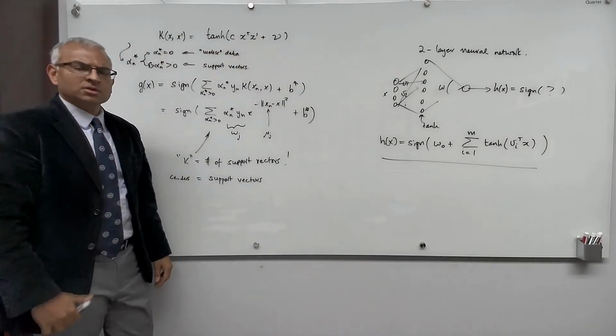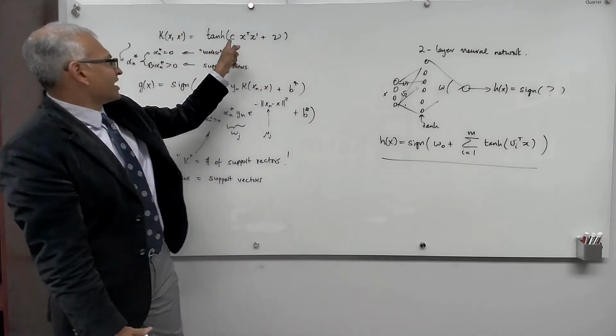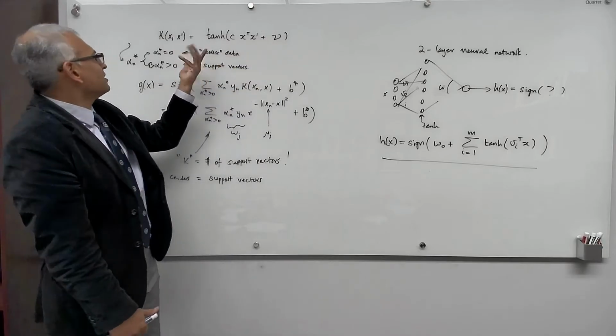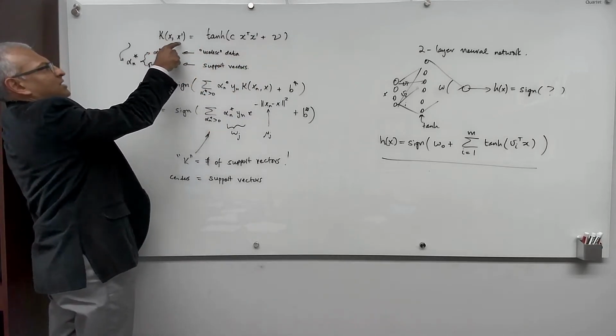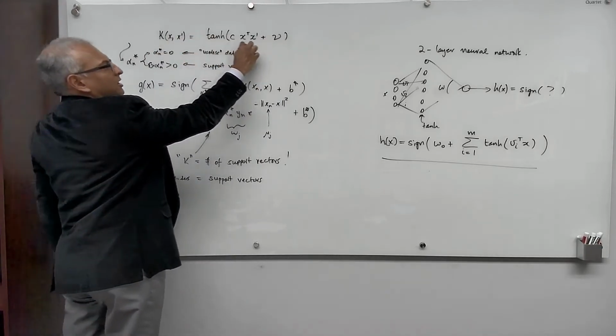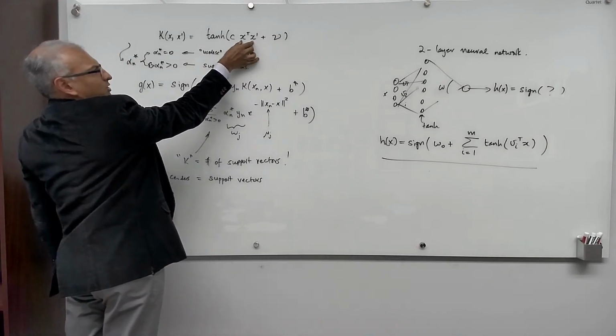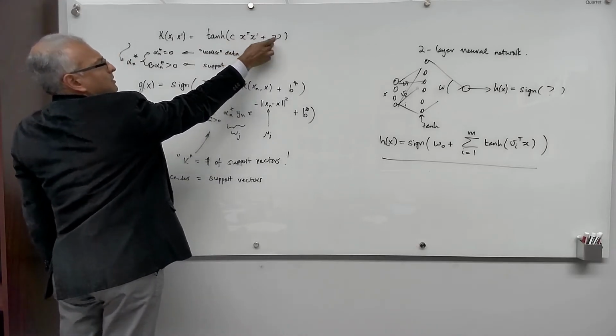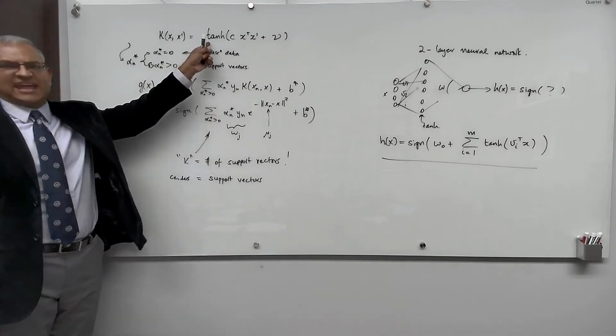And I leave you to look around in the literature for what are the valid choices of c and nu. But you can give me x and x prime, and I can define a kernel. It's a function of the dot product between x and x prime, modulo some constants. And then I take the tanh.